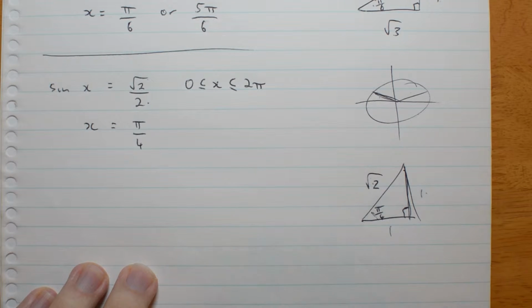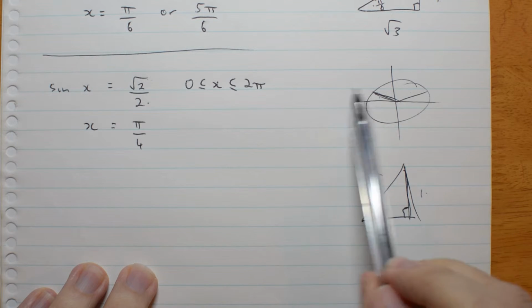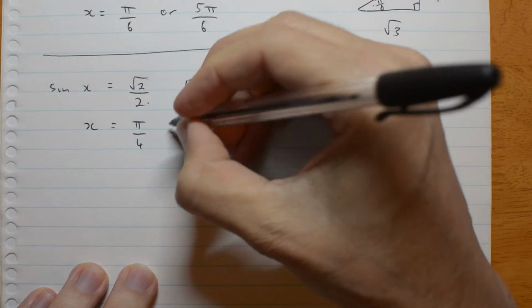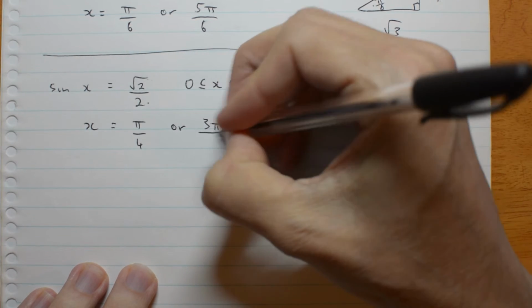But again, there's another. We're talking about sine. That's the y coordinate. So again, there's another one over here, pi minus pi on 4, which is 3 pi on 4.